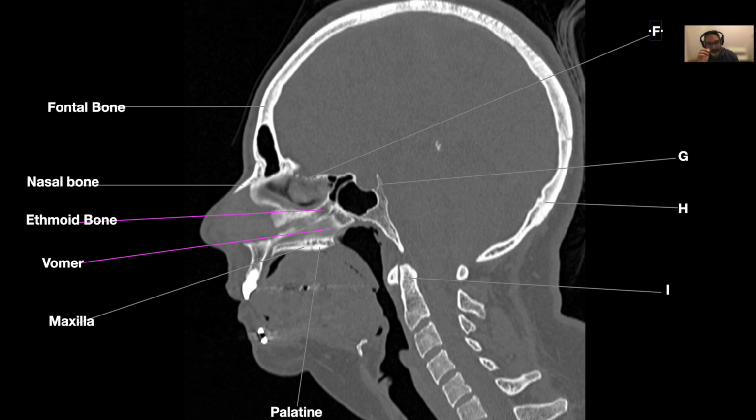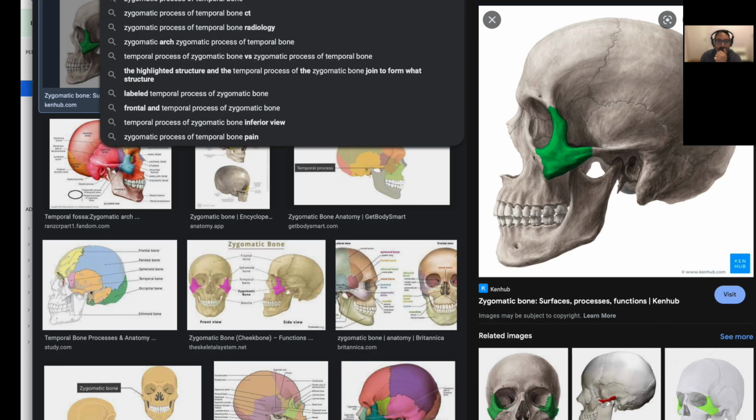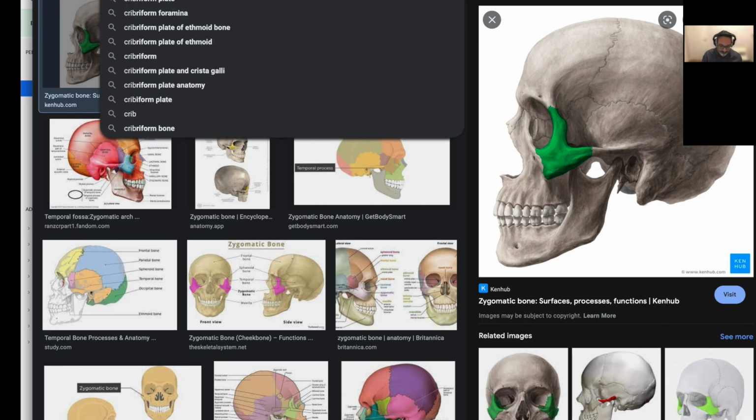Yes, it's part of the ethmoid bone, but what part of the ethmoid bone is right there, even has holes in it, which I guess we can see here. Cribriform plates. So why does it have holes for this axis? Oh, it's the cribriform plate is the reason it has, and the cribriform I think also means sieve-like.